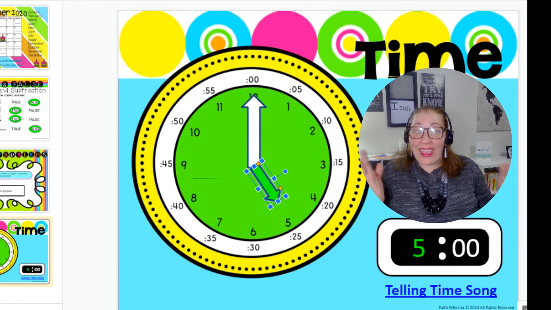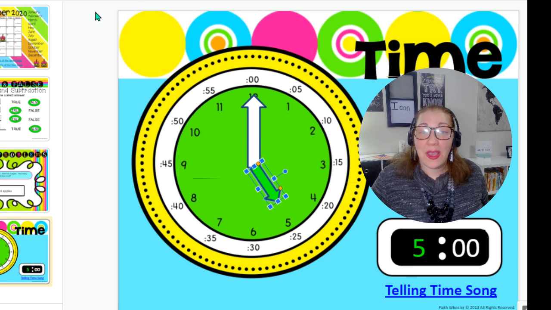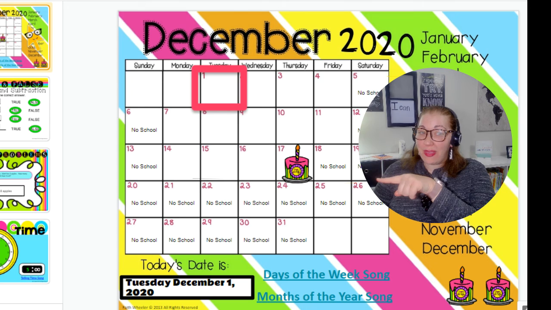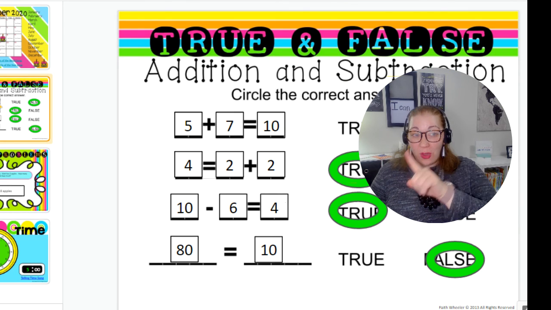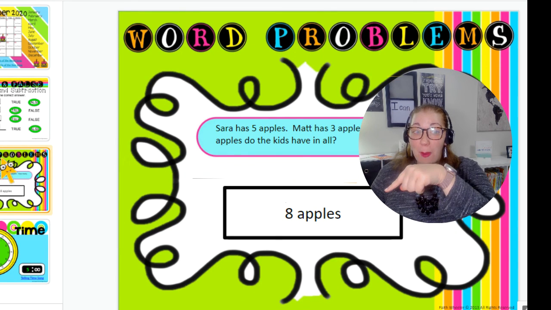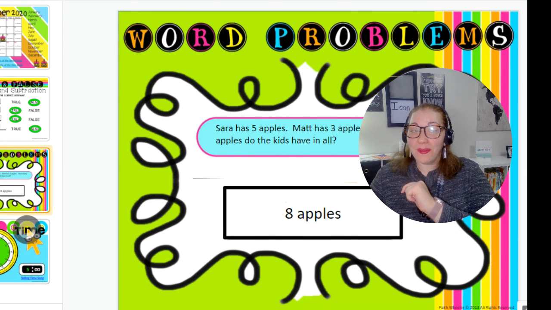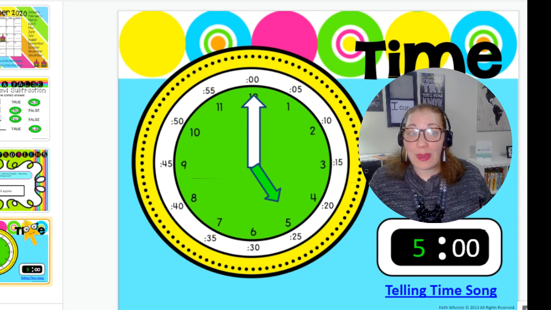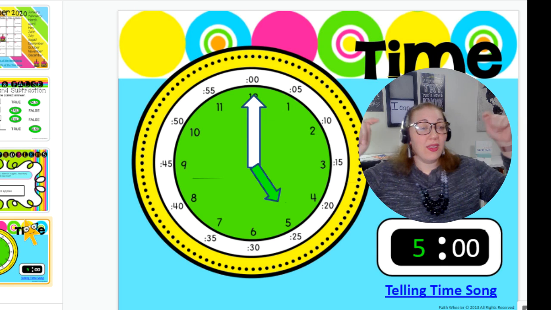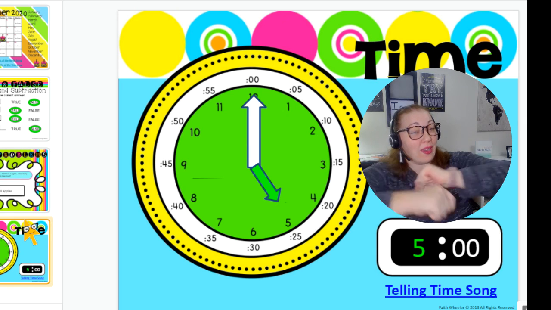Hey, that is all for calendar. So make sure you drag the pink box. You type in the day in the bottom. Then you do the true and false. Then we're going to do our word problem, type the answer, and then telling time. Sometimes it will be filling in this clock. Sometimes it will be filling in this clock.